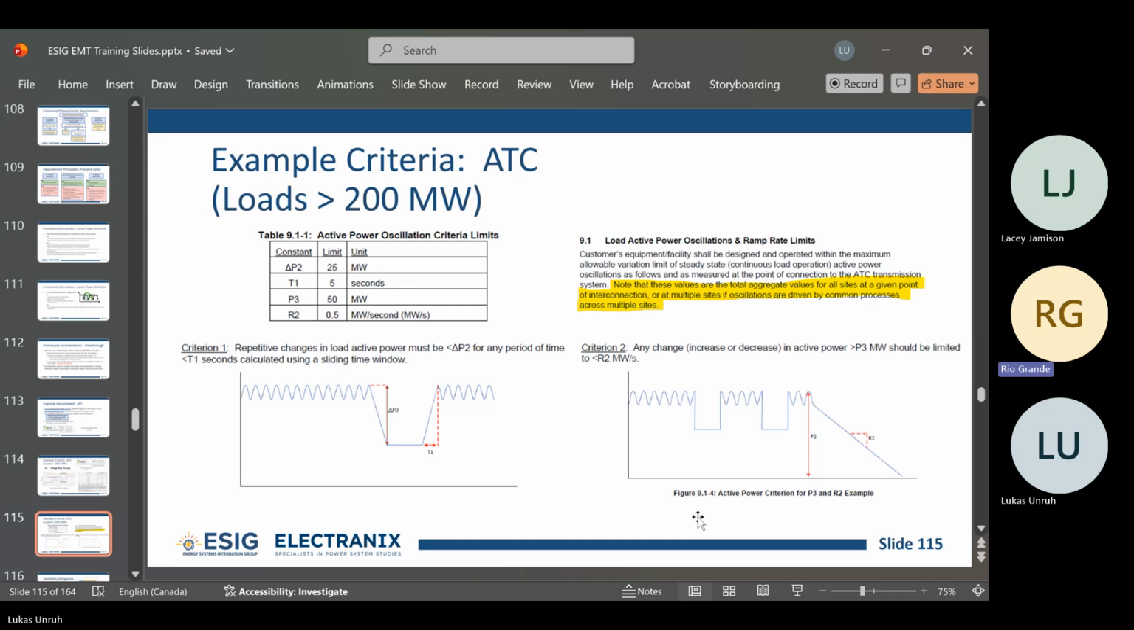So at a given point of interconnection, even if there are multiple loads connected there, the total variation has to be within these bounds. And if you have two or more facilities spread over some geographic area, if these oscillations are in phase from the facilities, then the total amount of oscillation has to be within these bounds as well. That's something we've heard now and then: the large loads will tell us that facilities across the country are synchronized very well for some reason.